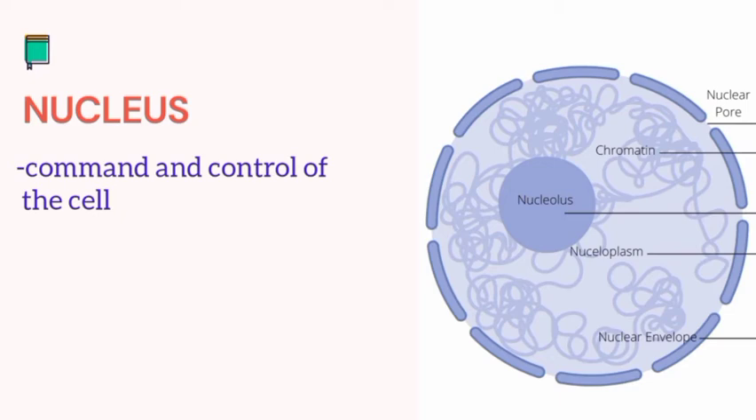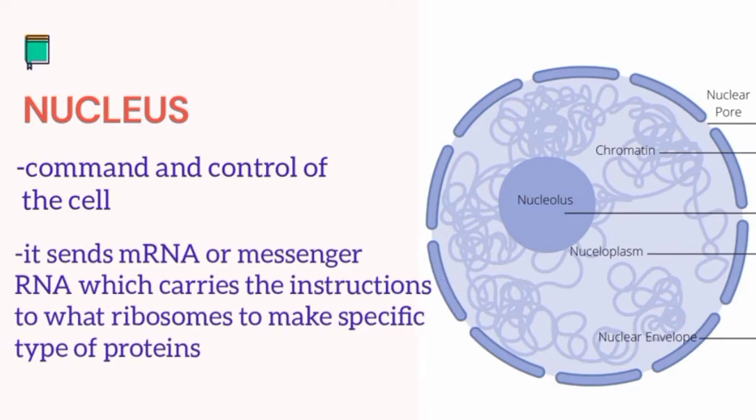Inside of the nucleus, we have the nucleolus. The nucleolus creates ribosomal RNA to make ribosomes. Ribosomes are made of ribosomal RNA and protein. The way the nucleus makes protein is that it sends mRNA, or messenger RNA, which carries the instructions to the ribosomes to make a specific type of protein.